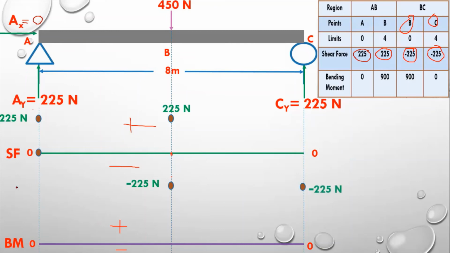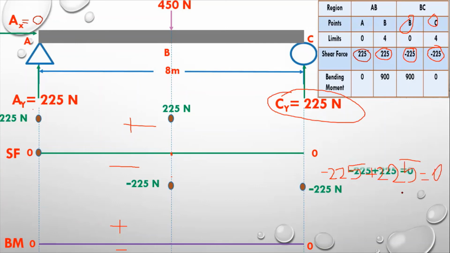So what I have to do next, if I have minus 225 here, and I can see this support reaction is upward and positive. So both are the same values but opposite in direction. So 225 minus 225 is equal to 0. So if it is 0, you can see this will be the equation. What I have to do next, I will mark this point 0 here. This will be the point 0.